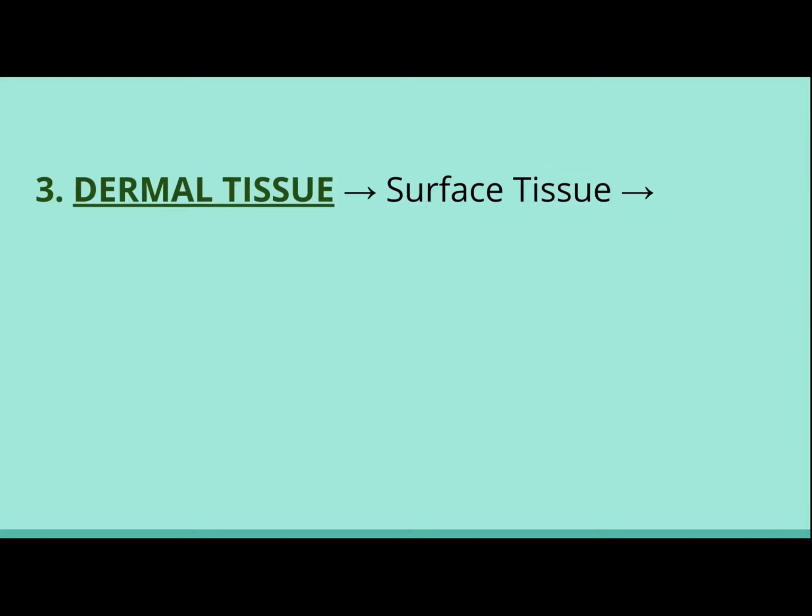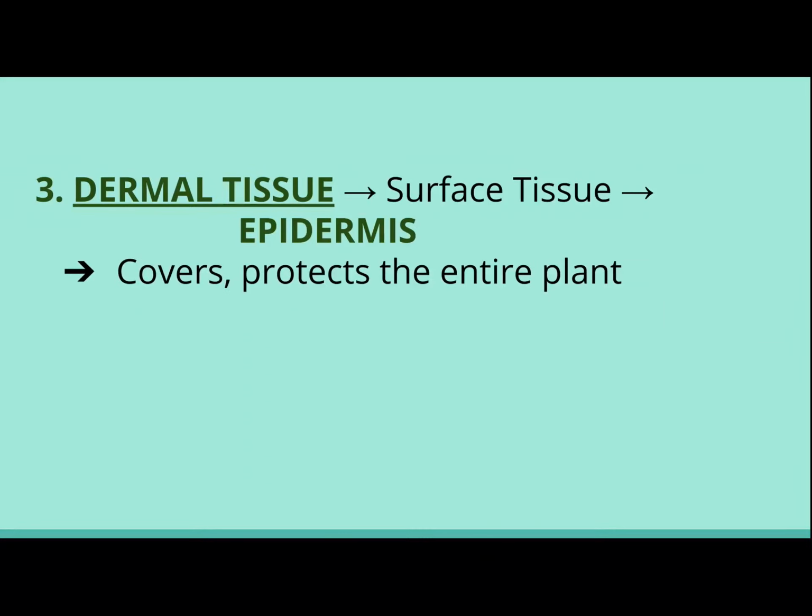Okay, the third type of plant tissue that you have is the dermal tissue, and this is the surface tissue. This is also called the epidermis, or it forms what's called the epidermis. Now, if you've ever heard of an epidermis before, an epidermis is an outer covering of an organism that protects everything that's inside. We as humans, as animals, have an epidermis, and it's called our skin. So the dermal tissue actually produces the skin of the plants. Okay, the plant body is covered with the epidermis, and again, it covers and it protects the entire plant.